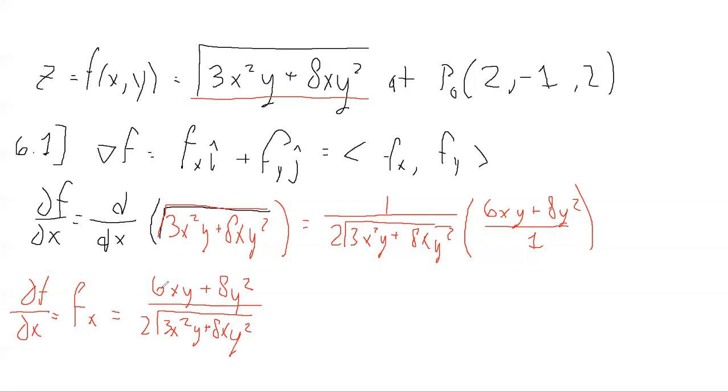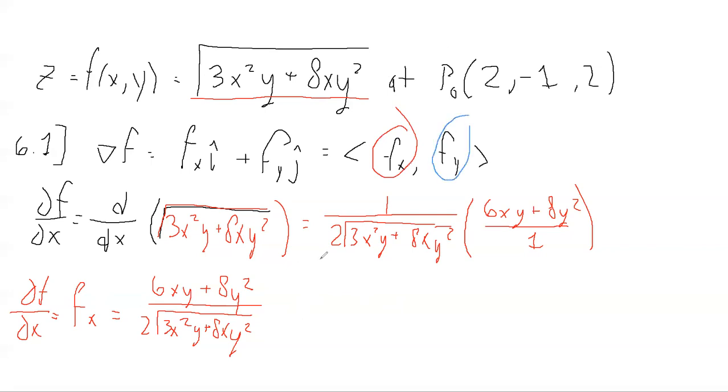You could simplify this. You could take a 3 out, and take a 2 out, and then this will just be 3xy plus 4y squared, and then you can take out the 2 in the denominator, but he just left it in there in the question. So that's your f of x first. Now we have to solve for f of y, and it's just going to be the same process.